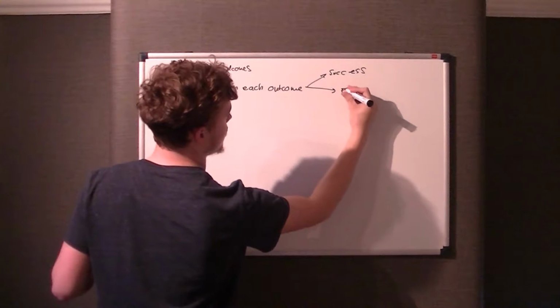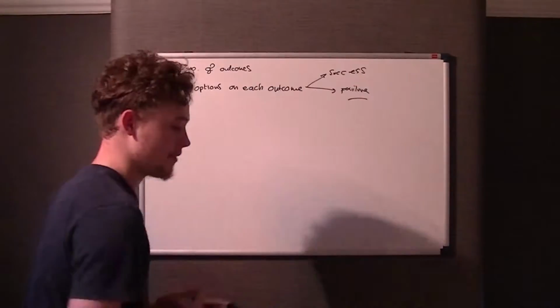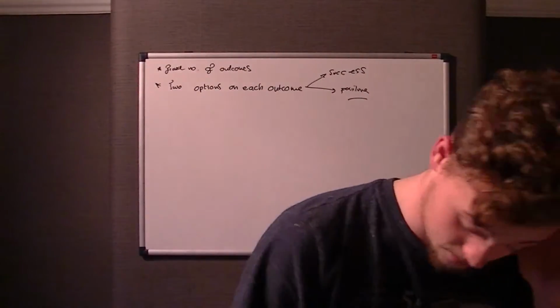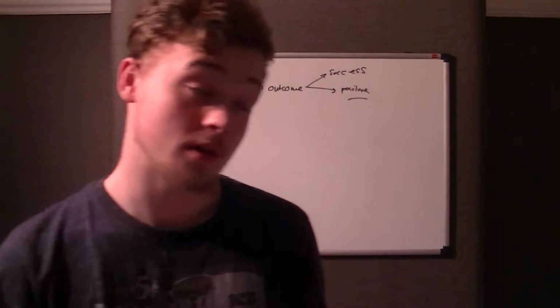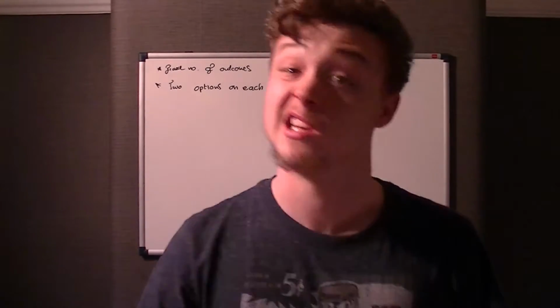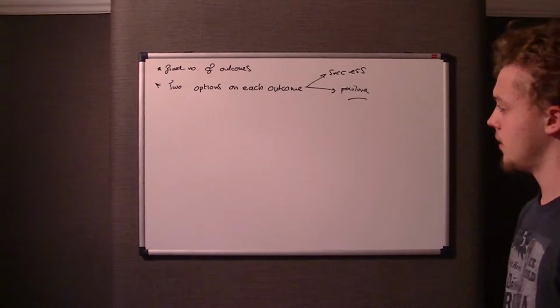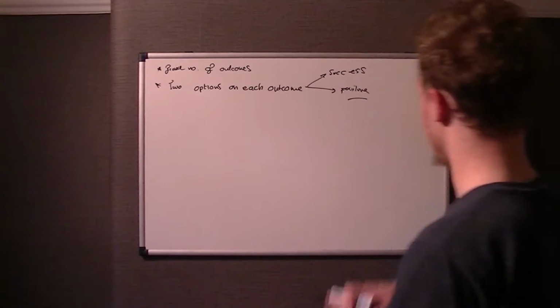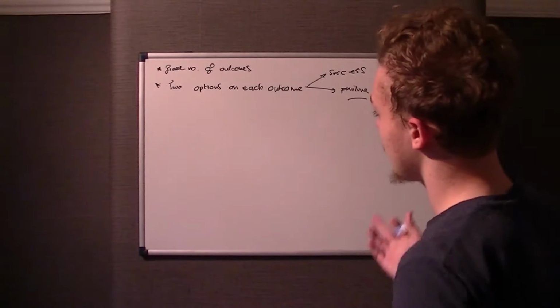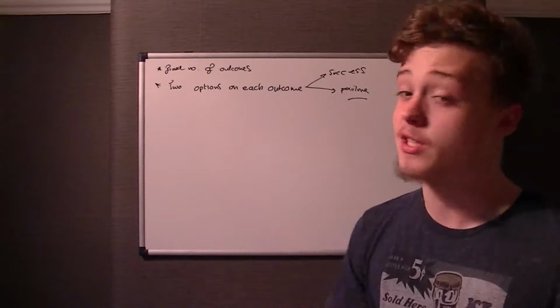The success or failure you'll put in the context of whatever question it's asking. So if it's talking about murdering a few people, you don't talk about planting a couple of flowers. But anyway, maybe that's just going to get sarcastic. So, two options on each outcome, success or failure, and a fixed number of outcomes.